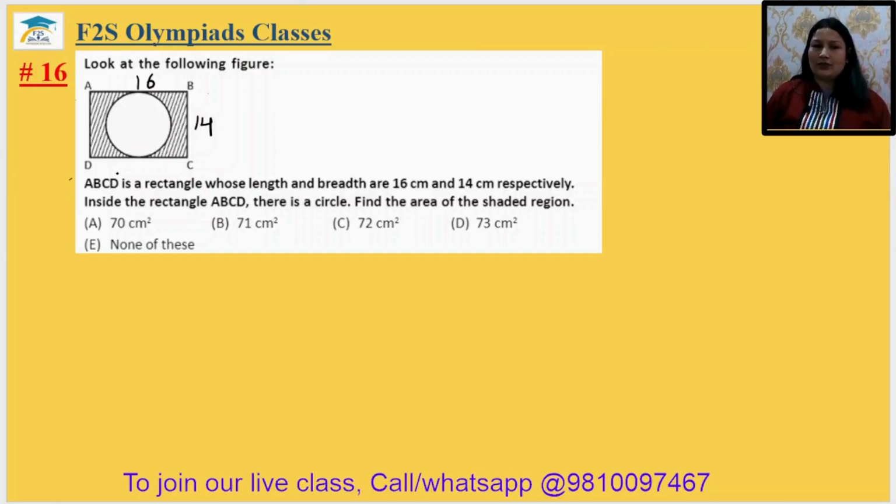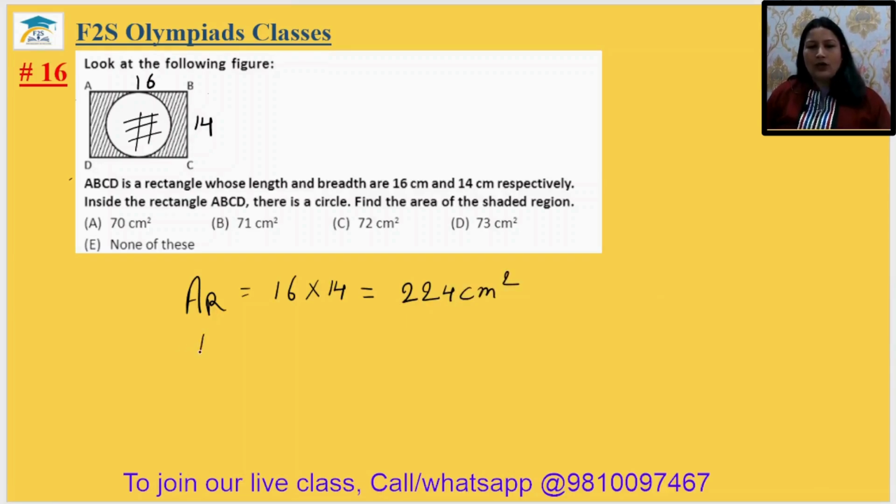So very simple it is to find. How? First we will find the area of the rectangle and then we find the area of the circle. And if we just remove the area of the circle, we will find the area of the shaded part. Okay. So first write area of rectangle will be 16 multiplied by 14. That is your 224 centimeter square.